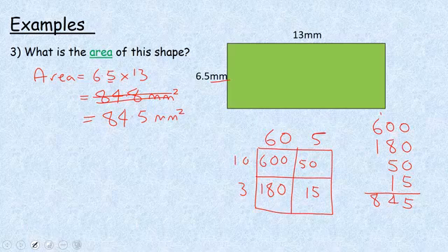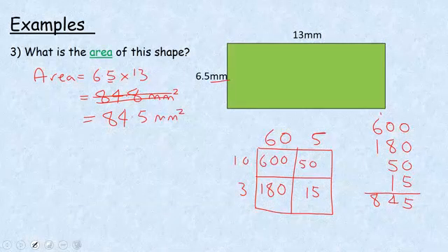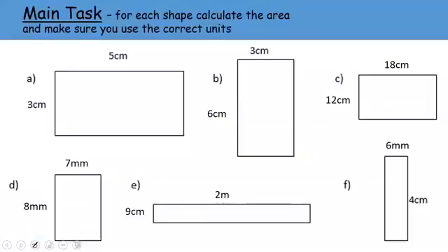So, side heading now, main task. So we've got a few to do here. If you notice, for questions E and F, we've got 2 different units for length. So you need to think about how you're going to do that. There is an extension question as well. So that's going to be a little bit on in the video.